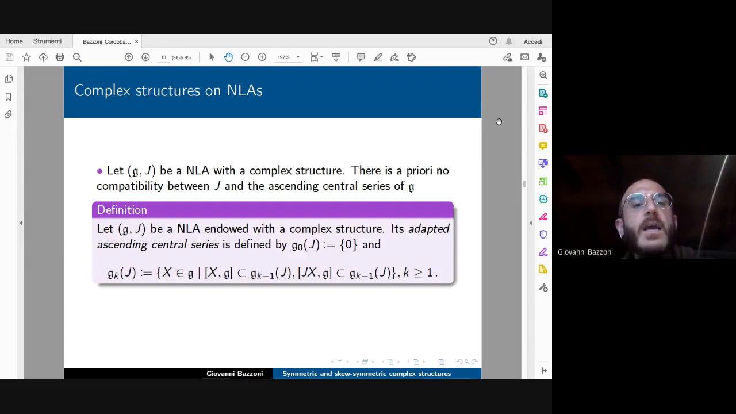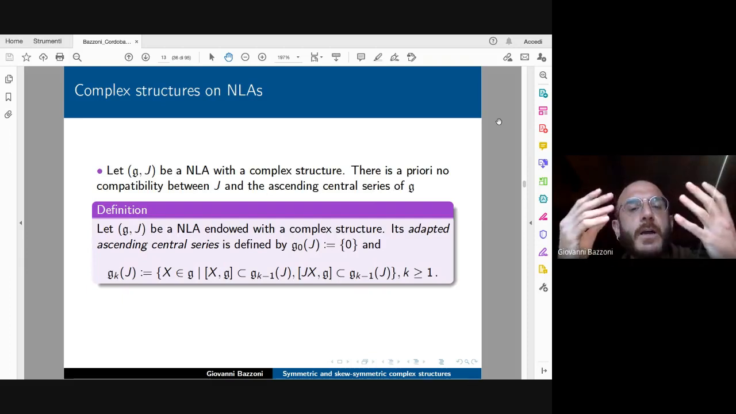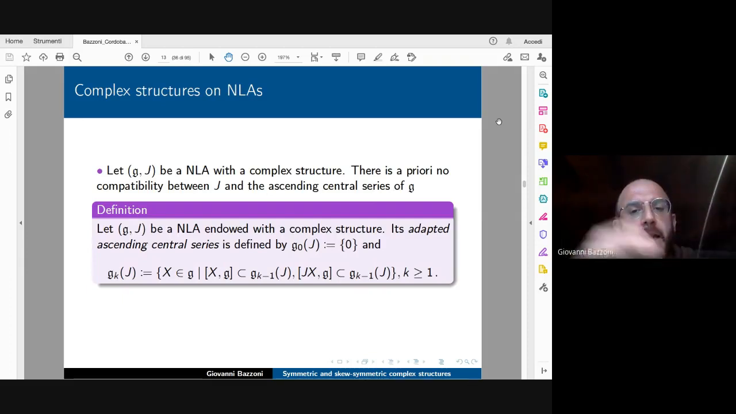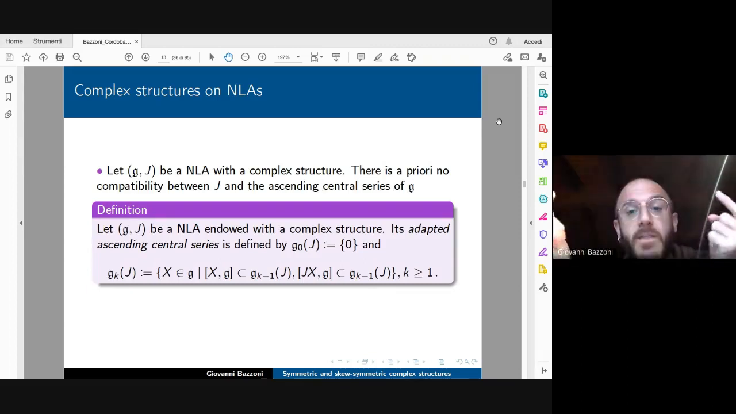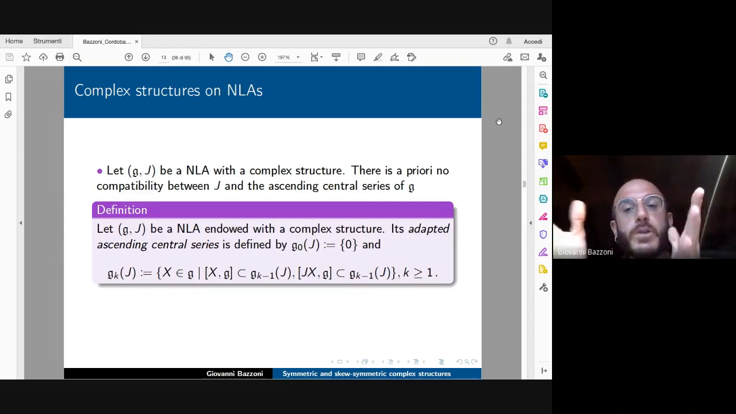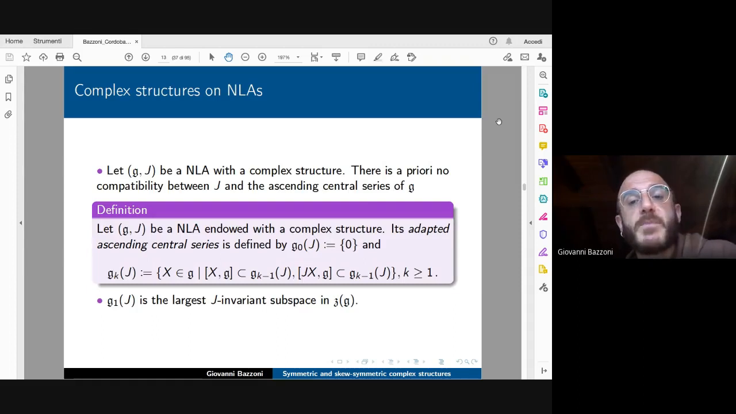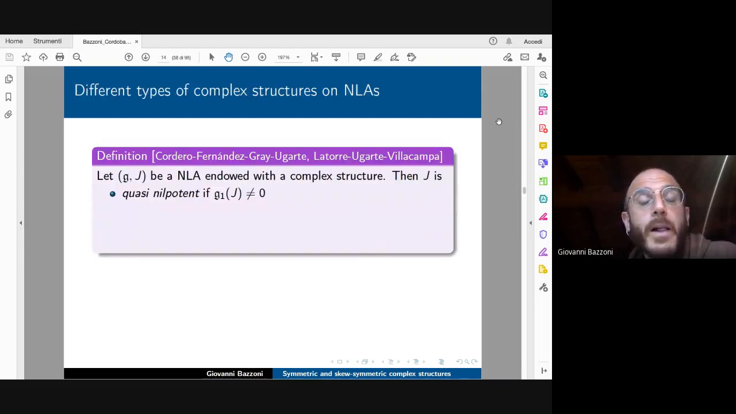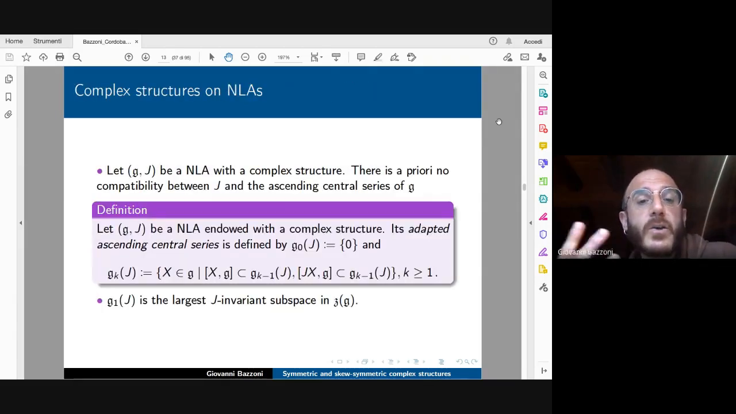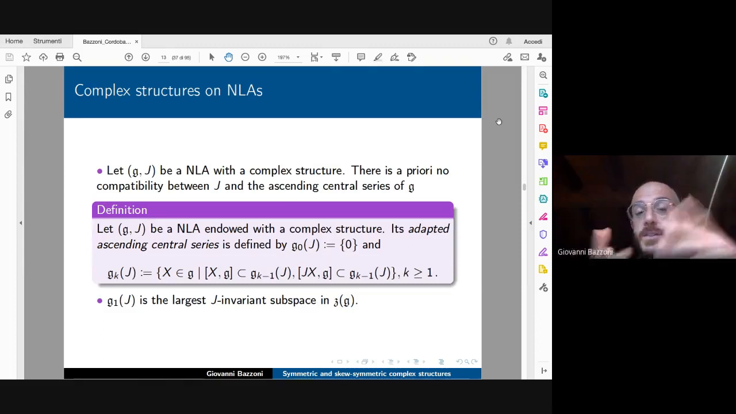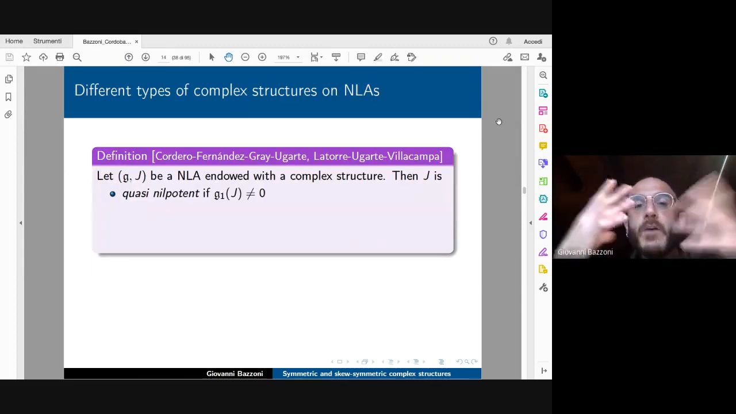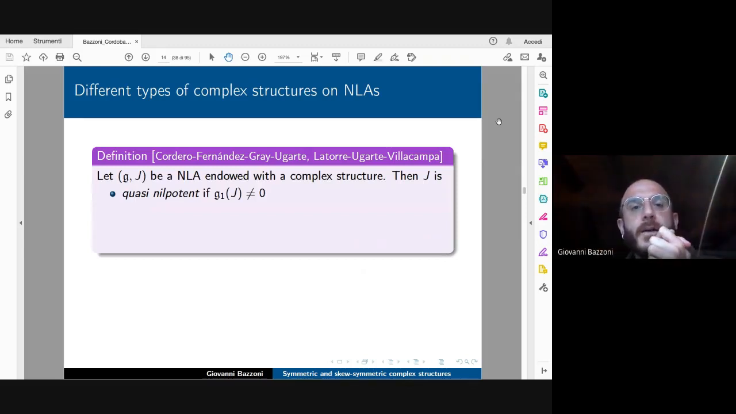So Gk of J is the vectors which, when you bracket them with all the vectors in G, you fall again in Gk minus 1 of J, but not only them, also J of them. Okay, so J of X is also, when bracketed with G, goes back to Gk minus 1 of J. That's for every k bigger than or equal to 1. So for instance, G1 of J is the largest J invariant subspace in the center. Okay. Well, the thing is that this could have some relation with the ascending central series or not. Okay. So that gives a way of distinguishing complex structures on a nilpotent Lie algebra.